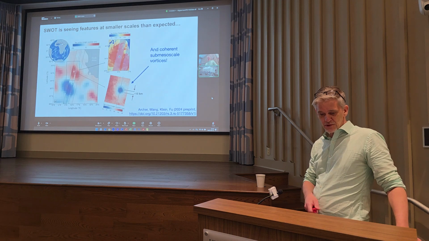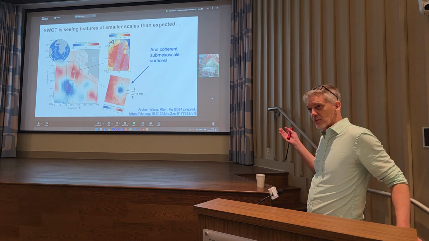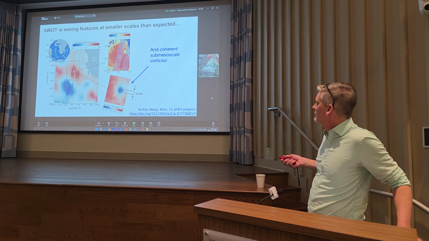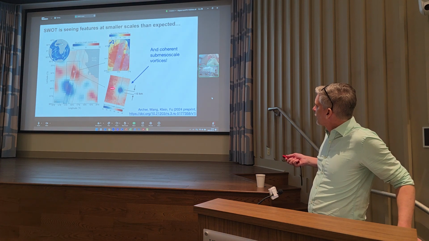One more example, also from the same paper, focusing on something more of a balanced feature, a very strong vortex here. It's about a quarter of 15 kilometers.